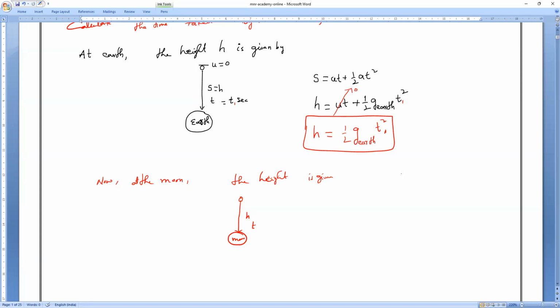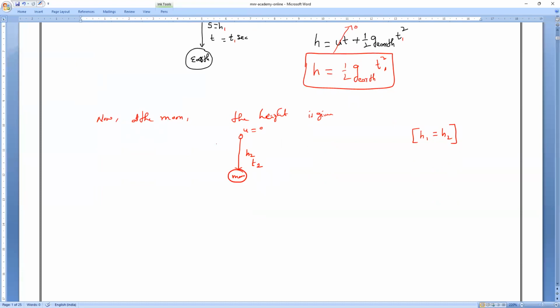Also see, here I have taken H1. Let me take this as H1 and this as H2. But according to the question, what they are saying, H1 is equal to H2. Do you understand? For your purpose only I'm taking. And I've taken this as time 2 and initial velocity is 0. Any problem? Respond, guys.